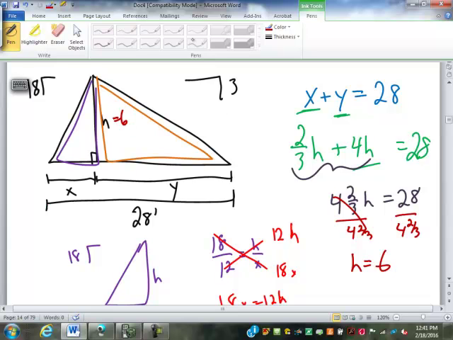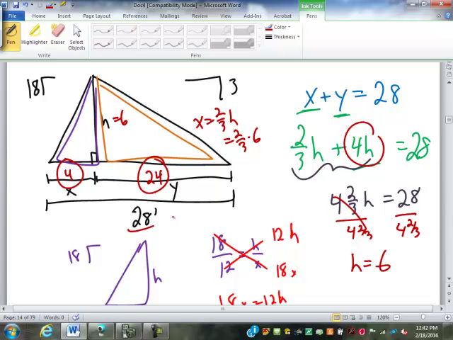Well, now x is 2/3 h, so it is 2/3 times 6, otherwise known as 4. And y is 4h, 4 times 6, otherwise known as 24, which does add up to 28. I always figure out separately just so I can add them up to confirm.